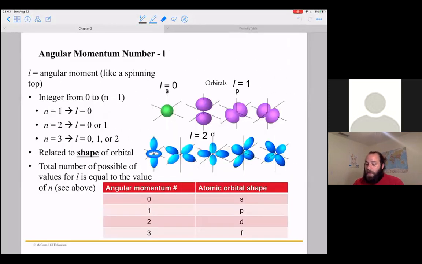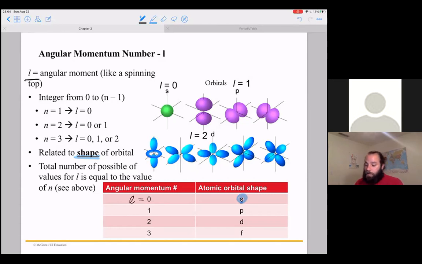L is this angular momentum quantum number, all right? It corresponds to the relative shape of the orbital. What's going to be a little bit different here than what we've been doing is we've been referring to these atomic orbitals by these letters, S, P, D, F. Those are the common ways to do it. However, when we're talking about quantum numbers, there's a corresponding number that would go with it, okay? So an s orbital corresponds to a quantum number of L equals 0, right?